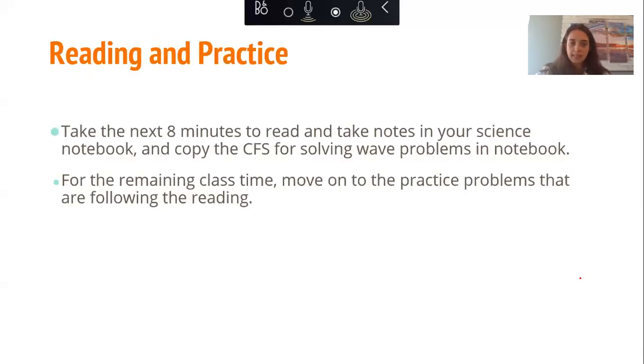So now take the next 8 minutes to read and take notes in your science notebook and copy the CFS for solving wave problems in your notes. After that, for the remaining class time, move on to the practice problems that are following the reading. You can start now.